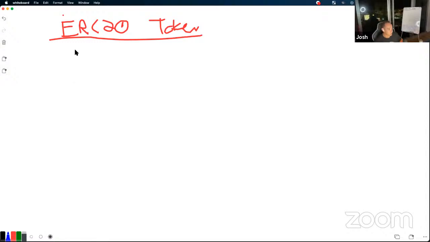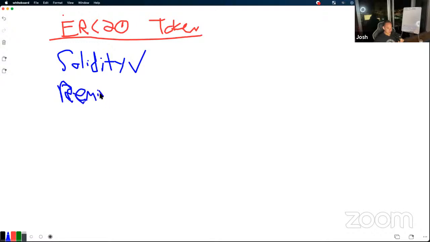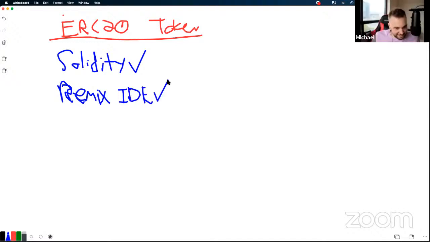All right, so we need to use Solidity. Obviously. That's going to be our language. We need to use Remix IDE. We don't need to, but we're going to, because you can publish directly to the testnet. Actually, you can publish directly to production with Remix IDE. I had no idea, but you can. Sounds dangerous. Yeah, it does sound dangerous.